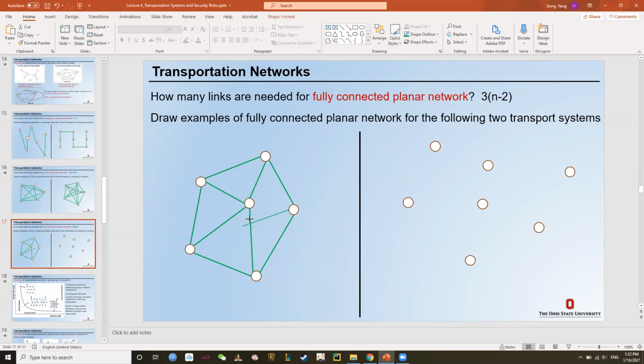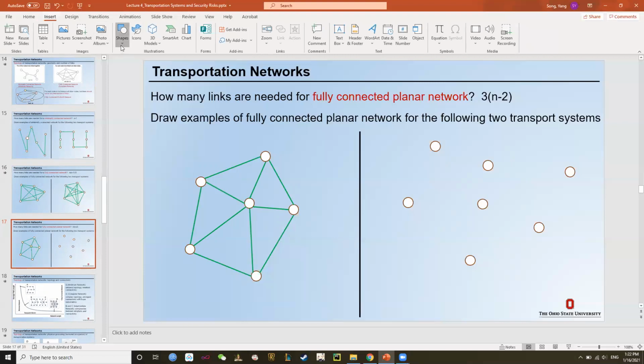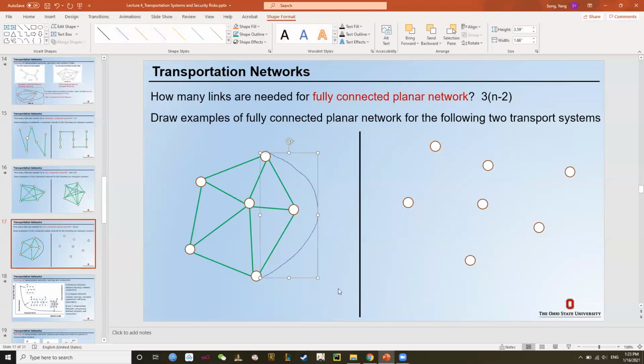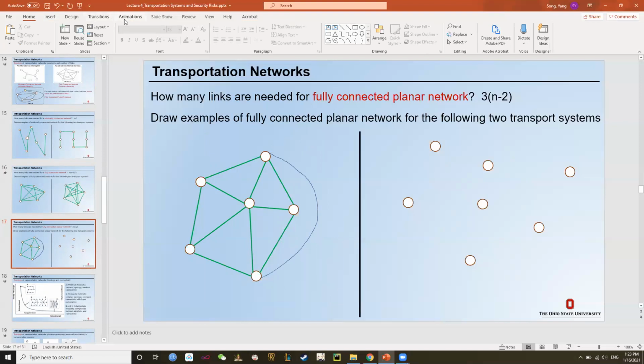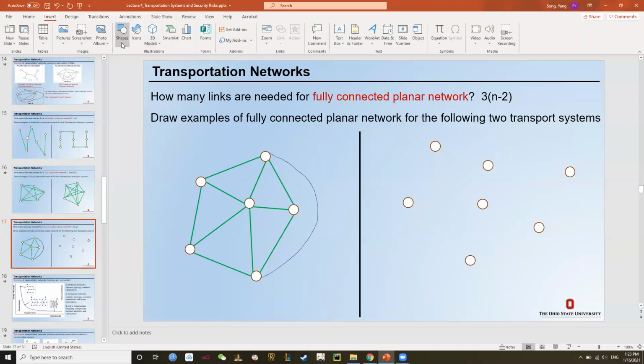Okay, now we have 10 links. So the result should be 12, right? Where are the rest 2? And the rest 2 should not have intersections with the current 10. Okay, the rest 2 is a little bit complex. Let me use this. Right, link 11, and link 12. Where is it? Link 12.